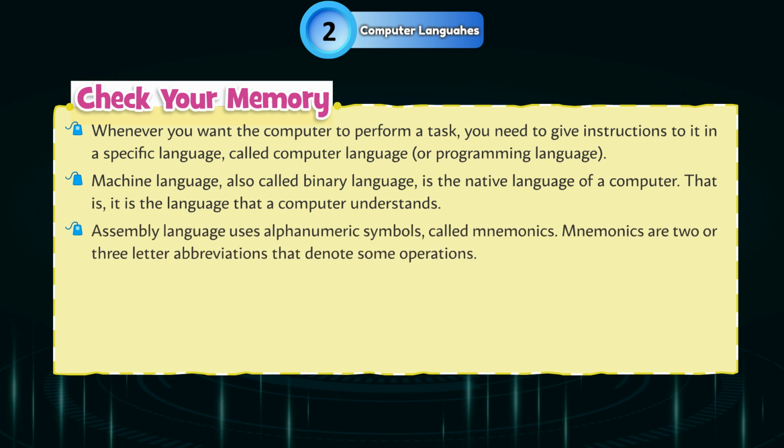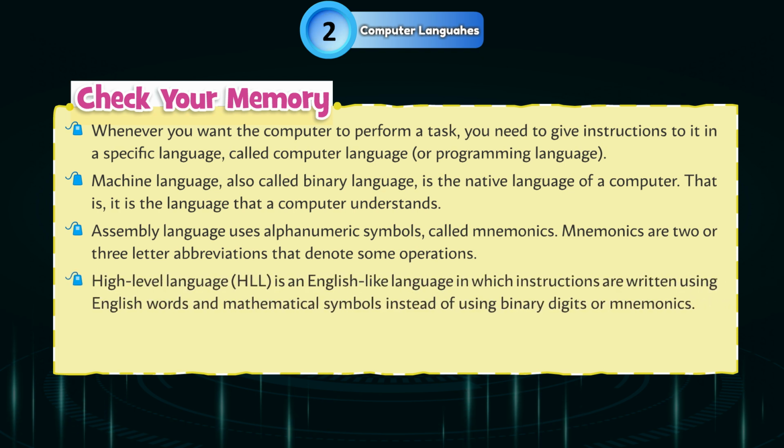Assembly language uses alphanumeric symbols called mnemonics. Mnemonics are 2 or 3-letter abbreviations that denote some operations. High-level language, HLL, is an English-like language in which instructions are written using English words and mathematical symbols instead of using binary digits or mnemonics.